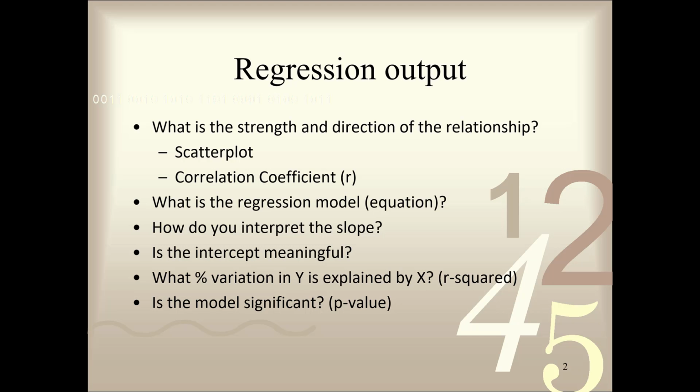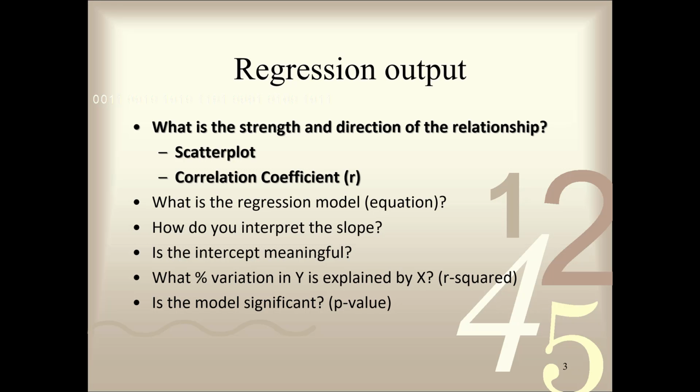How do you interpret the slope of the regression equation? Is the intercept meaningful in that regression equation? And then we can also determine what percent variation in y is explained by x, y being our dependent variable and x being our independent variable. But we'll talk about that later, and whether the model is significant. I like to end with that because it sort of allows me to summarize what we get with the final output for regression analysis.